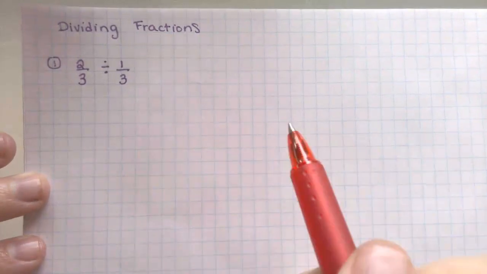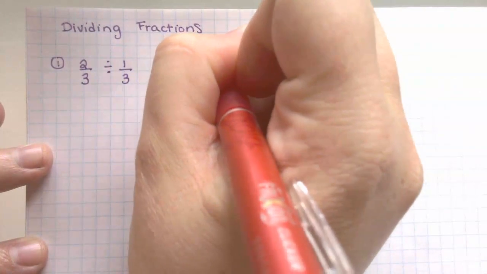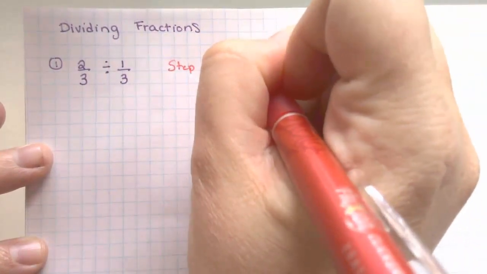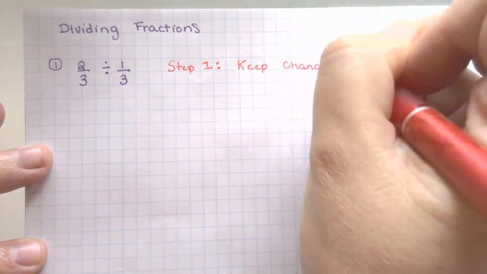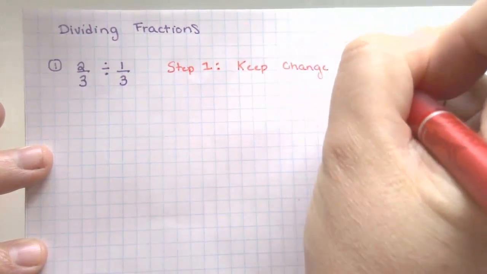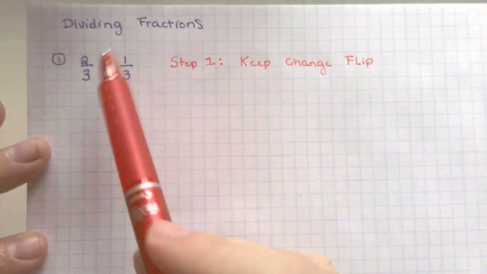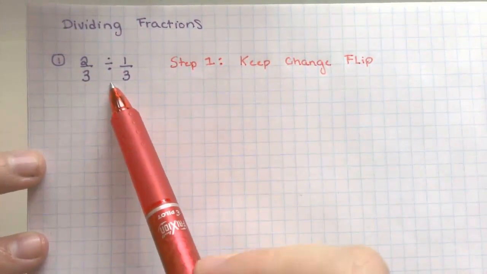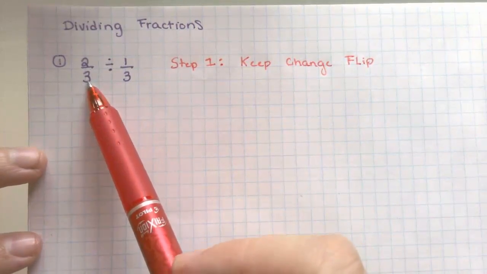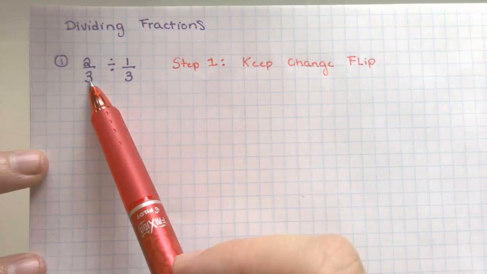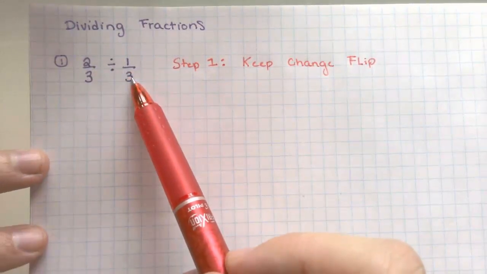Okay, so the first one, step 1, is keep, change, flip. So this is that KCF. So this is just step 1. We can't really divide fractions. What we're going to do is take that first fraction and multiply it by the reciprocal. Just a reminder of what a reciprocal is, it's just this fraction upside down.